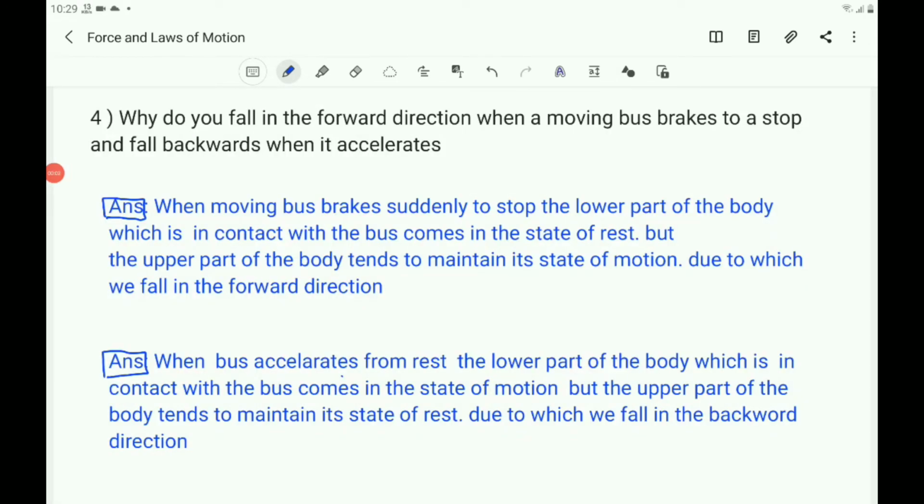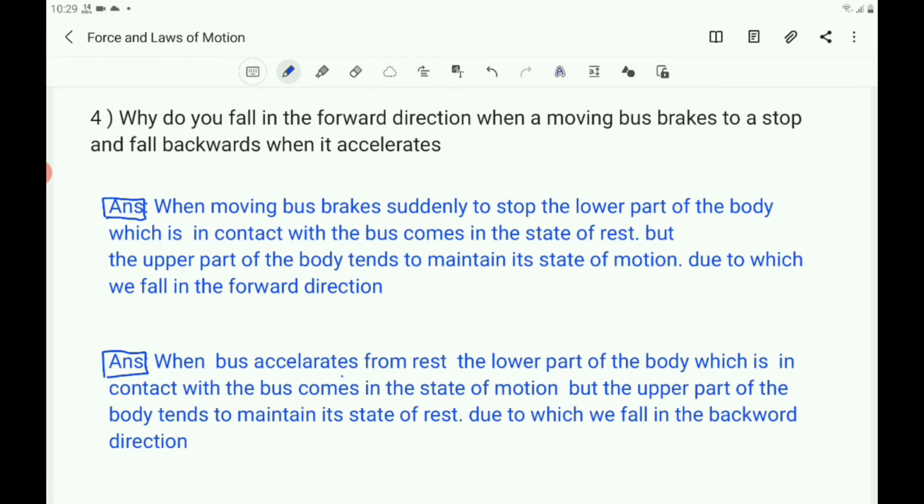Now you write the answer for that question. Why do you fall in the forward direction when a moving bus brakes to a stop and fall in the backward direction when it accelerates from rest? Now the answer is: when a moving bus brakes suddenly to stop, the lower part of the body which is in contact with the bus comes to a state of rest, but the upper part of the body tends to maintain its state of motion, due to which we fall in the forward direction.